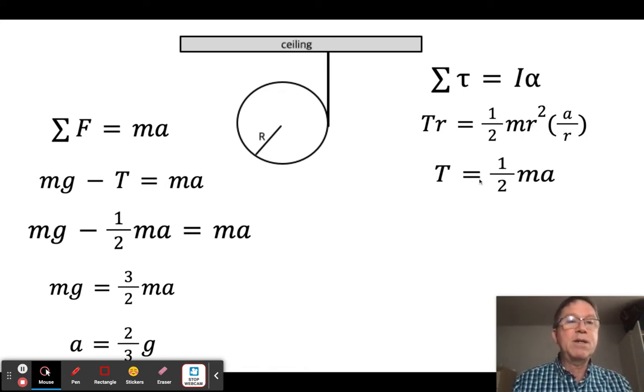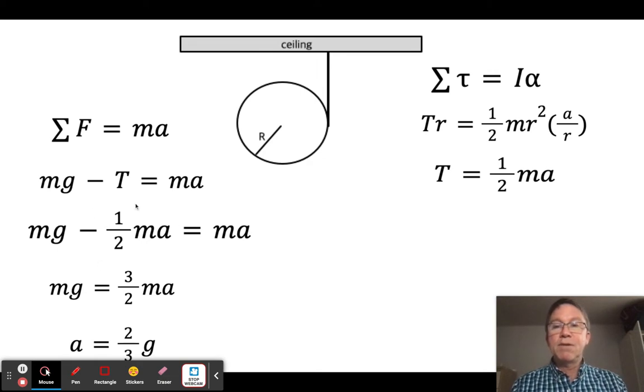And I'm left with something quite simple. The tension force is equal to 1/2 ma, not mg, but ma. So now I can take this one here and move it over here in place of this one. So now I'm going to substitute it in here. Instead of saying mg minus tension equals ma, I'm going to say mg minus 1/2 ma equals ma.